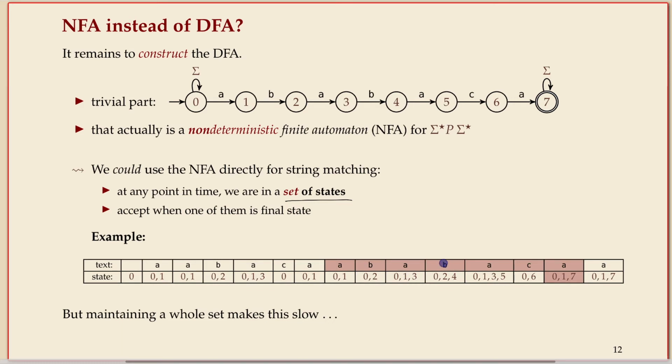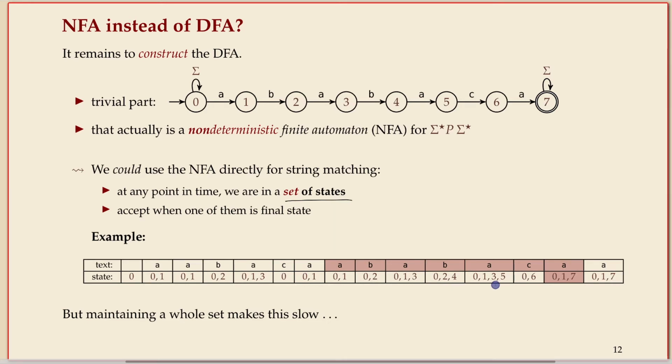So now if I read a B here, I have to go through all 3 states and see what a B does to them. From 3, I go to 4. From 1, I go to 2. And from 0, I can only stay in 0. So it brings me to the states 0, 2, and 4 after reading the B.